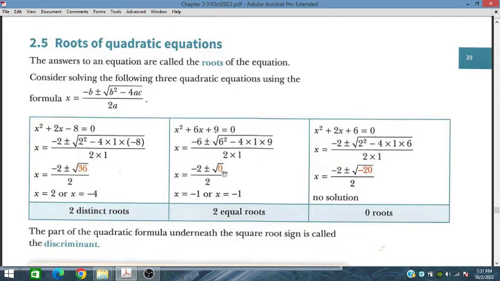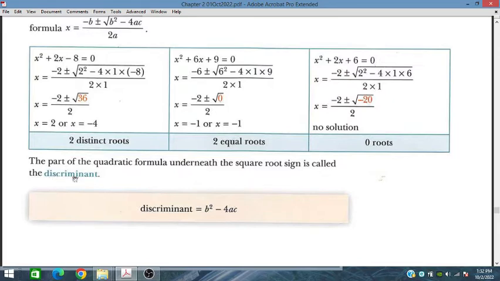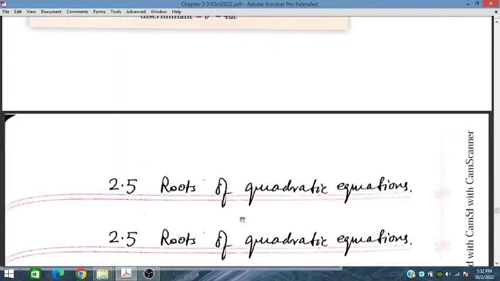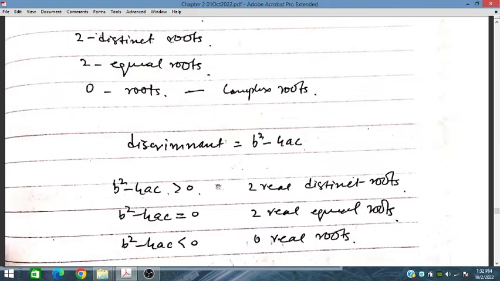So we can see from here, when this is 0, we have two equal roots. When this is less than 0, there are no real roots, and when this is greater than 0, we have two distinct roots. So we call it the discriminant. The discriminant is b square minus 4ac. So we will learn 2.5 here, and this is very important. Two distinct roots, two real equal roots, and less than zero means imaginary roots will be available but no real roots.